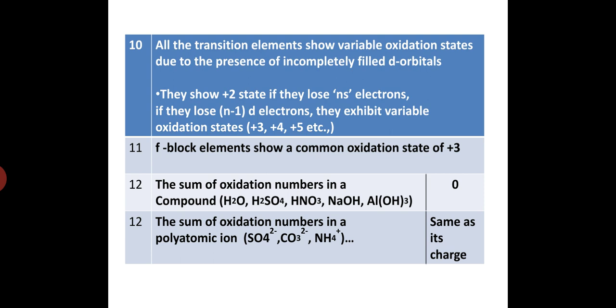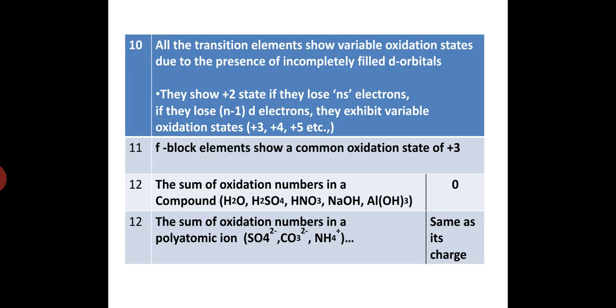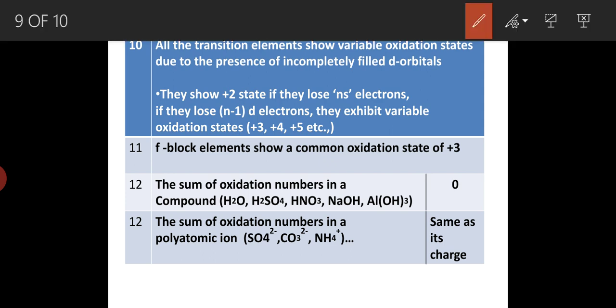All the transition elements show variable oxidation states due to the presence of incompletely filled d orbitals. If they lose ns electrons, they show +2 oxidation state. If they lose (n-1)d electrons, they exhibit variable oxidation states like +3, +4, +5, +6, etc. In the case of f block elements, they show a common oxidation state of +3 in their compounds.